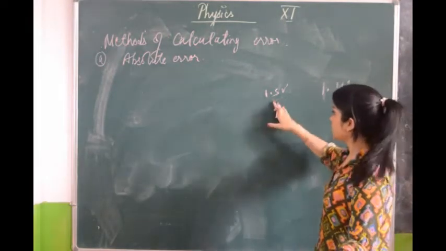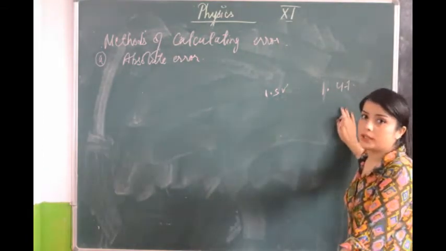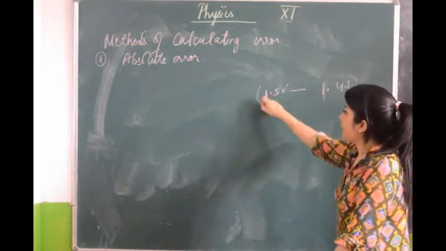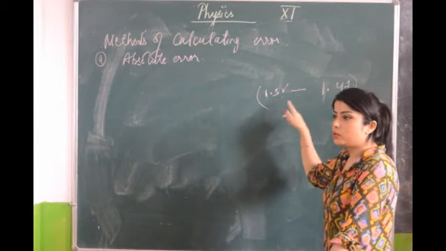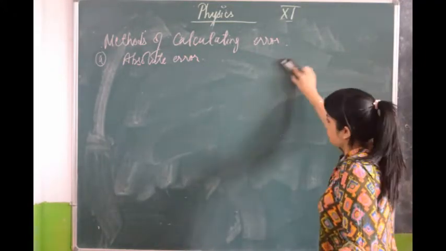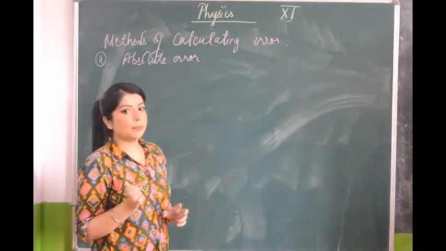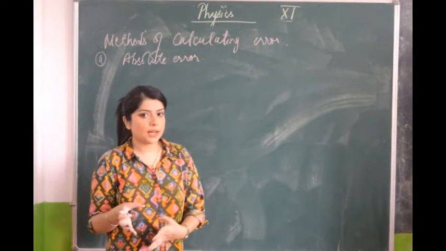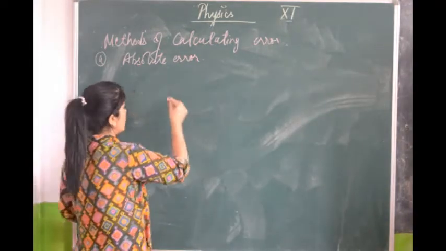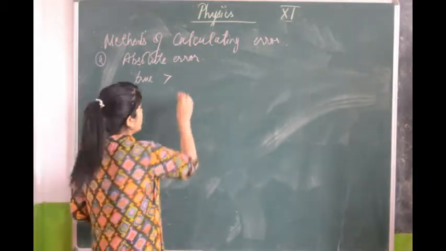The 1.5 is the original value, the true value, and 1.47 is the value which you have calculated. So how do we find the difference? We subtract, and that will be your absolute error. I hope this example is clear. The formula is the difference between true value and measured value. True value is the value which is originally there; measured value is what we calculate. So suppose your true value is greater than your measured value.